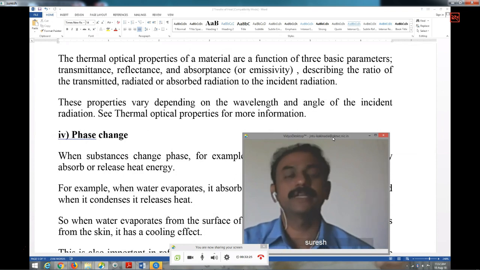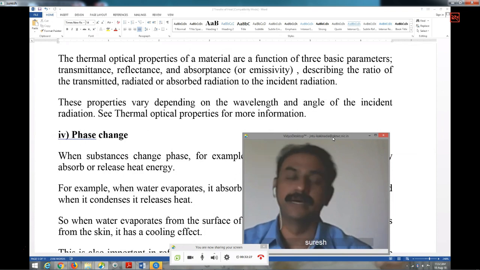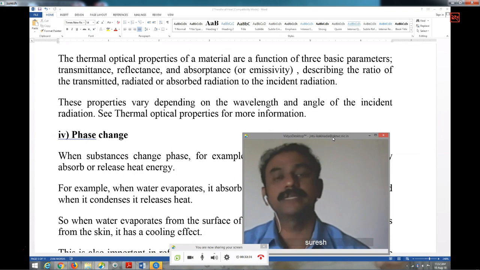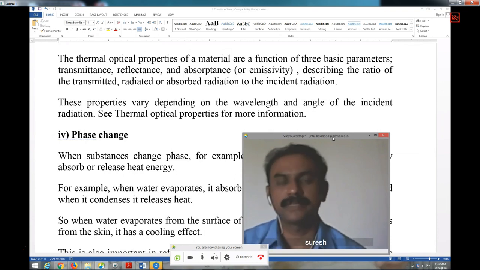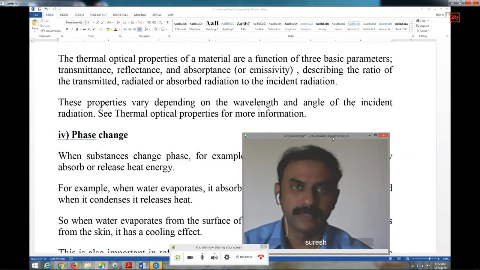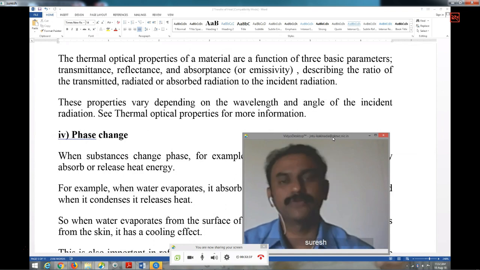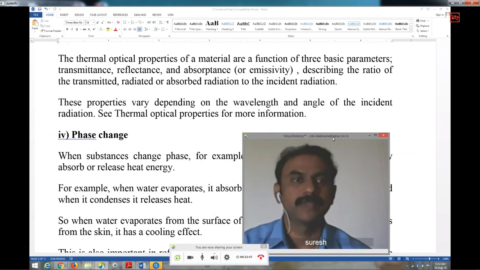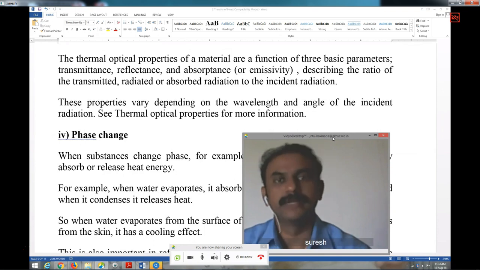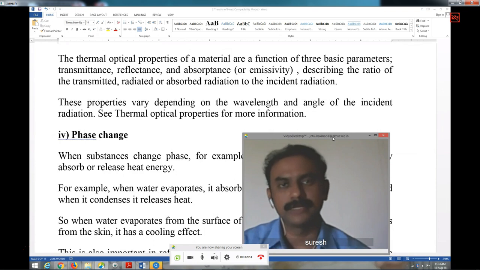The ratio of radiated or absorbed radiation to the incident radiation. Incident means the total amount of radiation that is sent. And then the amount of heat that is transmitted: transmitted heat divided by incident heat, radiated heat divided by incident heat, absorbed heat divided by incident heat.